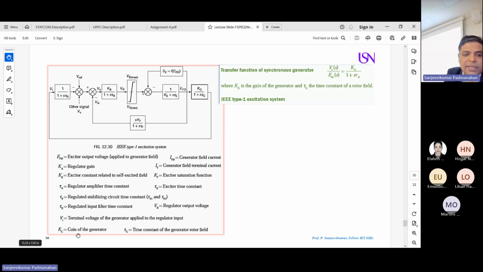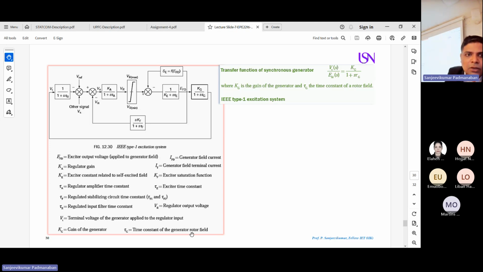What is KG? Gain of the generator. What is IFD, which is the generator field current? What is IR? Generator field terminal current. What is KF? Exciter saturation function. What is tau E? Exciter time constant. What is VR? Regulator output voltage. What is tau G? Time constant of your generator rotor field, the rotating part.